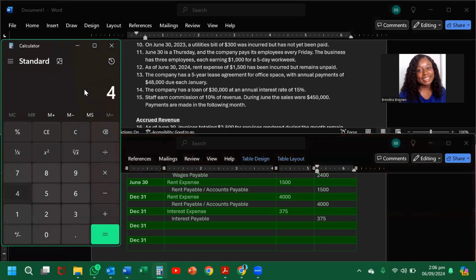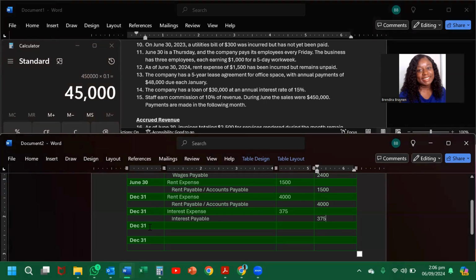And so in this case, $450,000 is my sales times 10%, so 0.1. That means that $45,000 is how much commission is going to be paid in July, but that's the amount of commission that's owed at the end of June. So that means my entry is going to be June 30th, and I'm going to record commission expense for $45,000. And again, commission payable for $45,000.